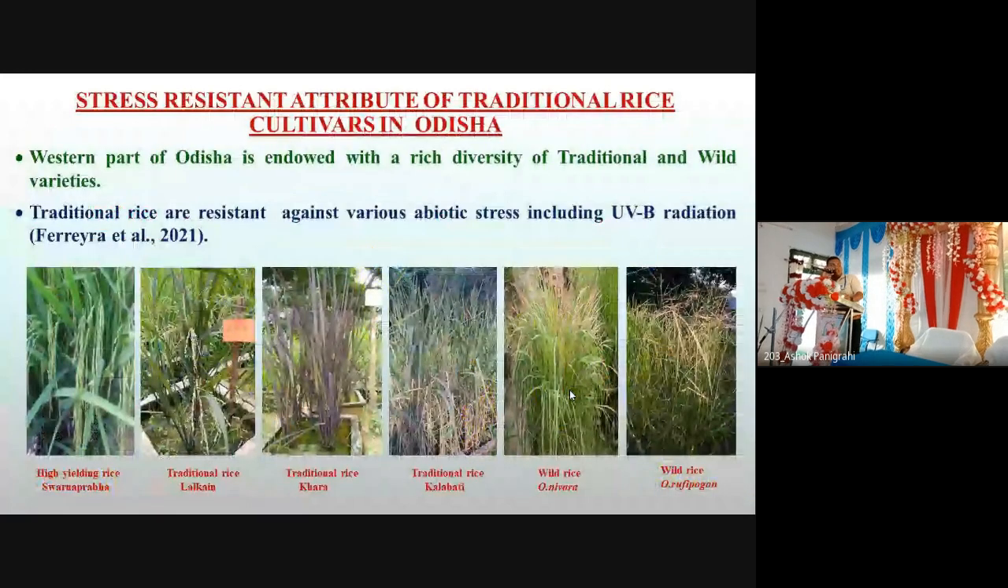On the other side, the western part of Odisha is endowed with a rich diversity of traditional and wild rice varieties, and these traditional varieties are resistant against various abiotic stresses, including UV stress. Some traditional varieties like Lal Koi, Ora, Alavati, and the white rice varieties Orisa Nivar and Urjivon have developed various strategies for their protection against UV radiation.